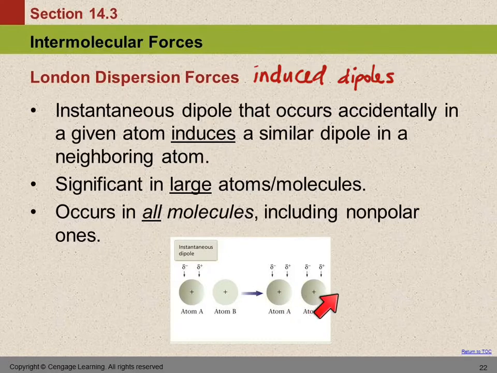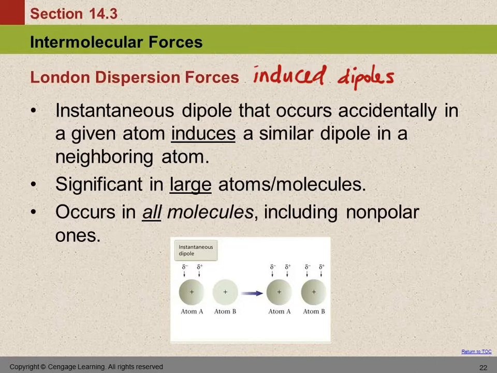And that can induce the next one, and the next one, and the next one. And so when you have both of these imbalanced at the same time, you have an electrostatic attraction between this positive and negative. It's very similar to what we had with the dipole-dipole forces, except that it's not constant.